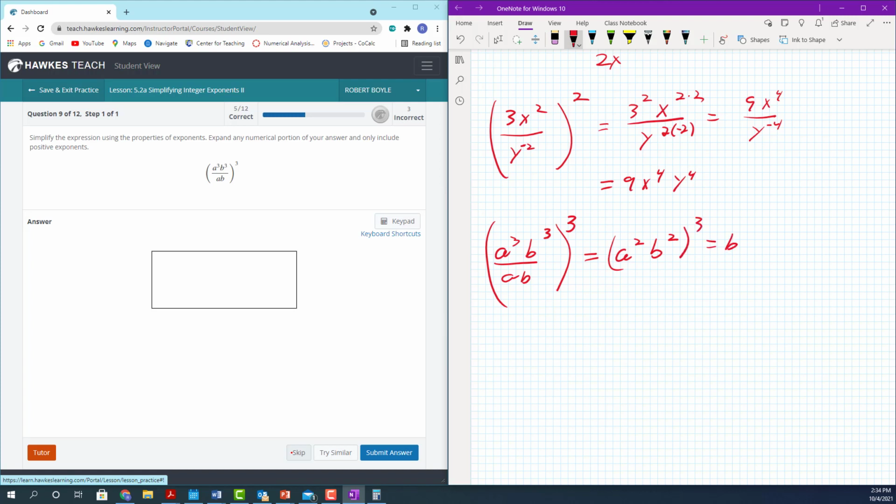That will be a to the 2 times 3 times b to the 2 times 3, and that will give a to the 6, b to the 6.